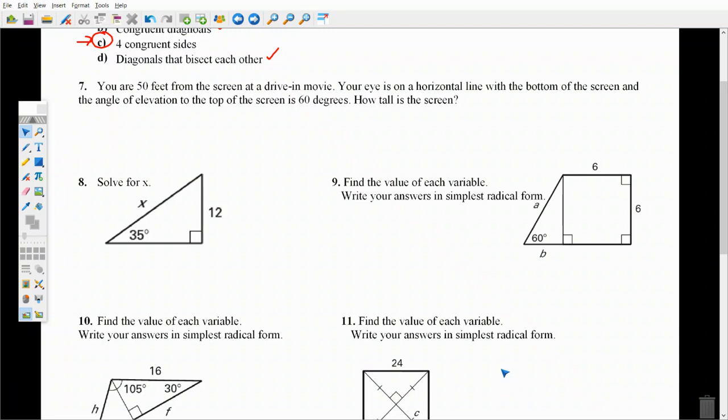So there's a couple things here. Just draw what you can, and then hopefully you get closer and closer to the right picture. So you are standing about 50 feet away from a screen at a drive-in movie. It says your eye is horizontal, so there's this horizontal line. It's 50 feet away from the bottom of our screen. So this is our movie screen.